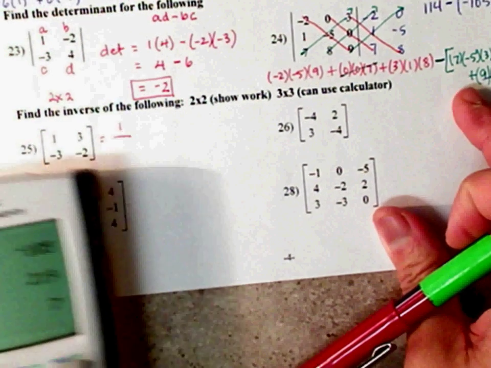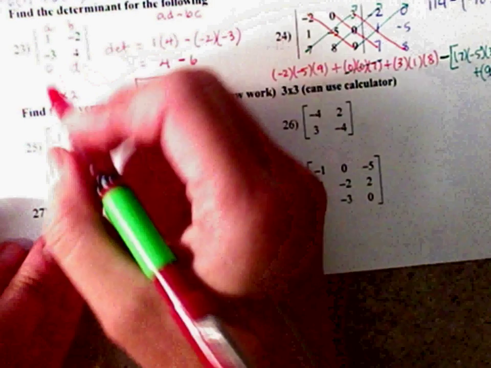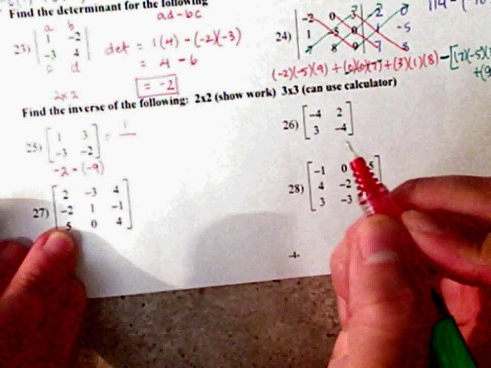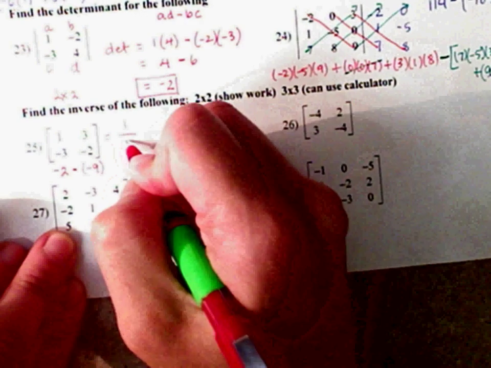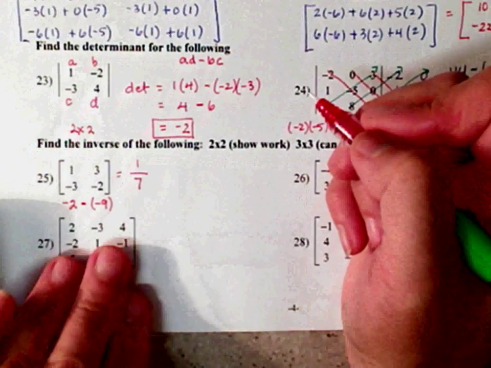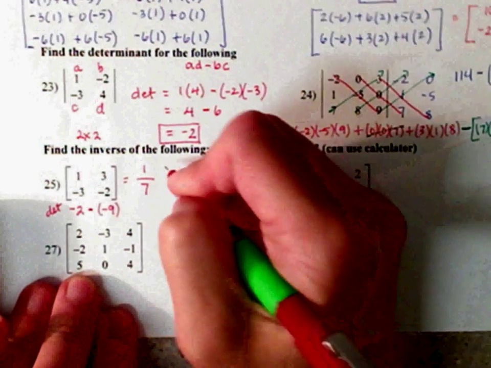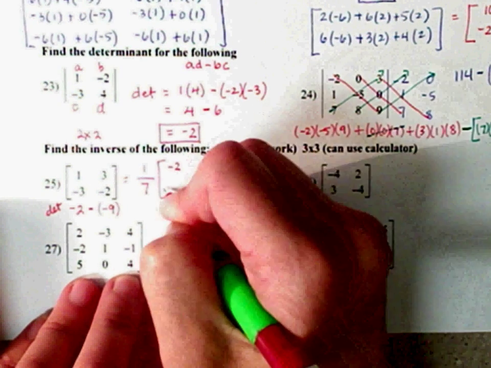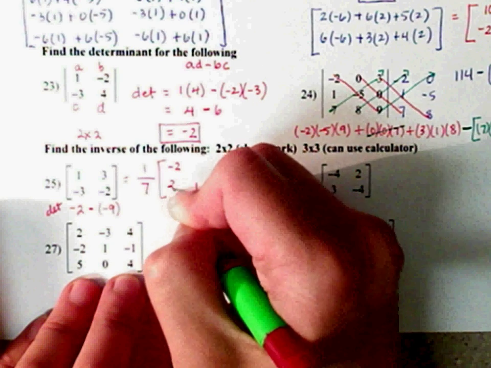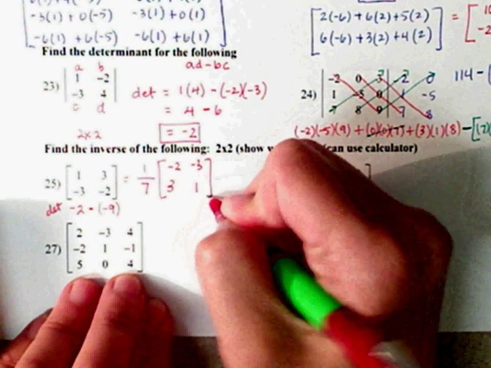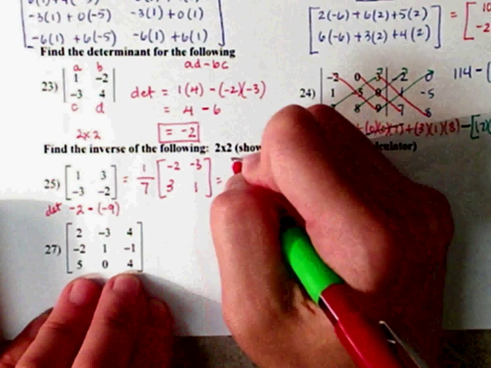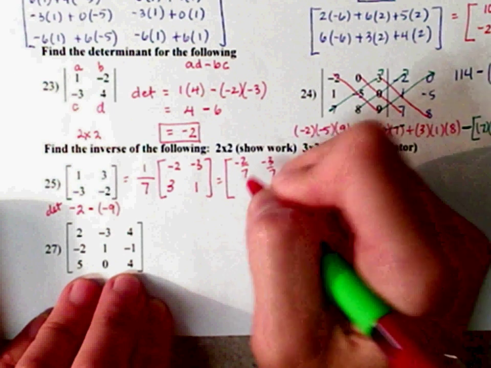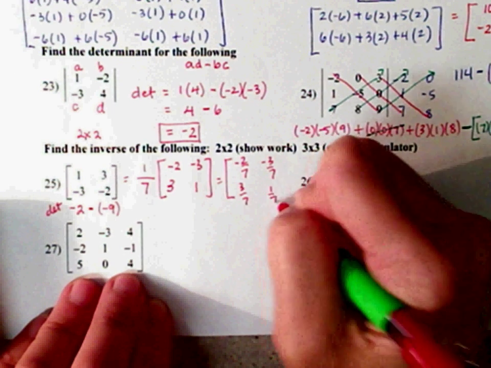Everyone see that? So let's find our determinant. Remember, this is negative 2 minus negative 9. Crisscross, okay? That comes out to be 7. There's your determinant right here. All right. Take your adjugate. Negative 2 goes here, 1 goes here. Change the negative 3 to positive 3. Change that 3 to a negative 3. Okay, multiply all the way across. So guess what you have? Negative 2 over 7, negative 3 over 7, 3 over 7, and 1 over 7. And there you have your inverse.